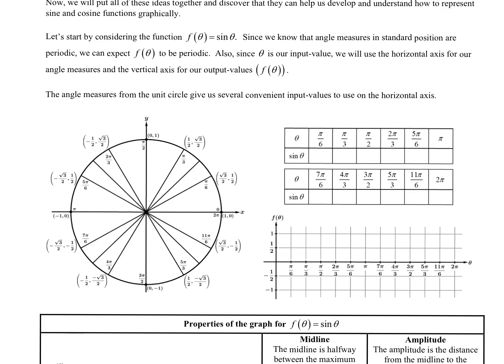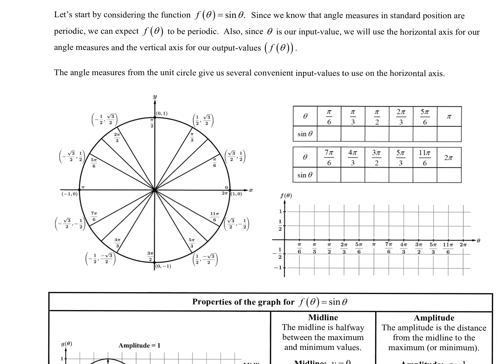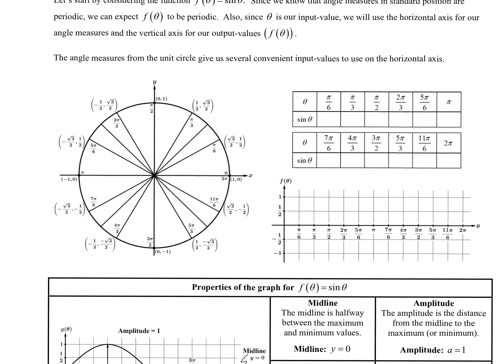Also, since theta is our input value, we will use the horizontal axis for our angle measures and the vertical axis for our output values, f of theta. The angle measures from the unit circle give us several convenient input values to use on the horizontal axis. All right, fantastic. So let's think of sine. Sine deals with what? The y.